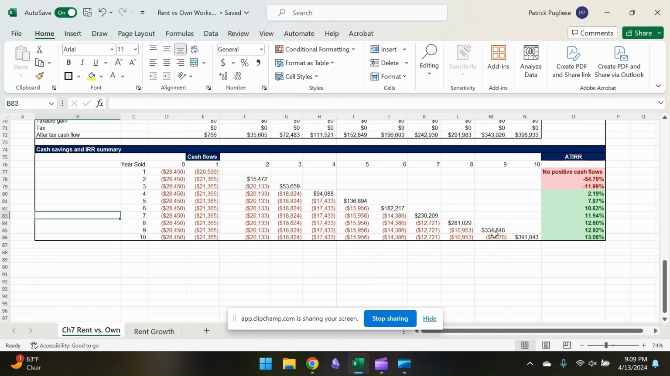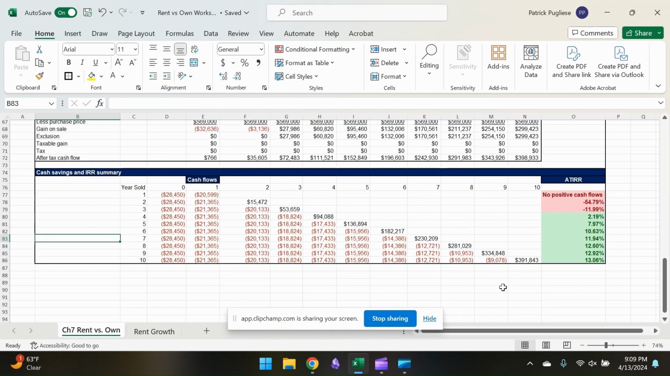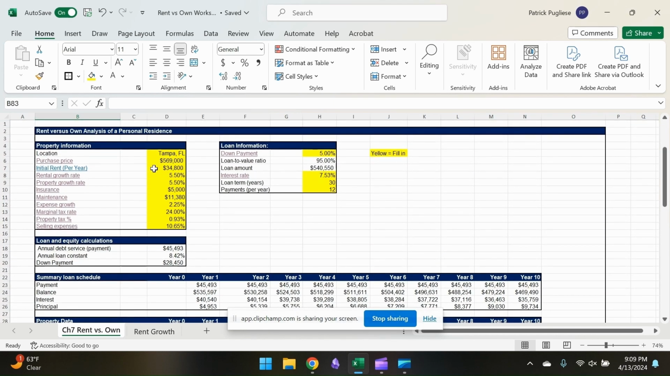And again, this just goes over the financial aspects of buying a home versus renting a home. This doesn't cover any of the psychological or emotional aspects of being able to own your own home. This is just purely looking at the finances, looking at the assumptions, what the rental cost would be per year, how much you'd be paying per year for ownership of the home.